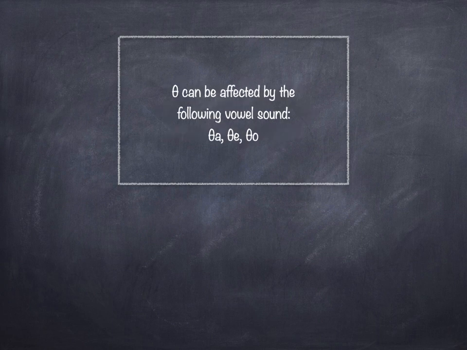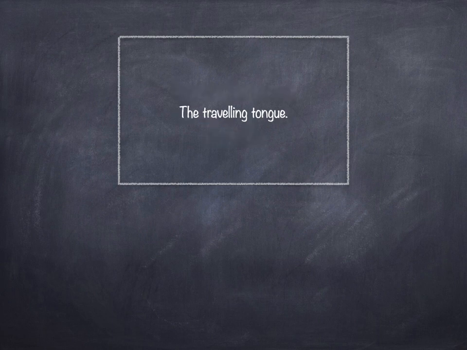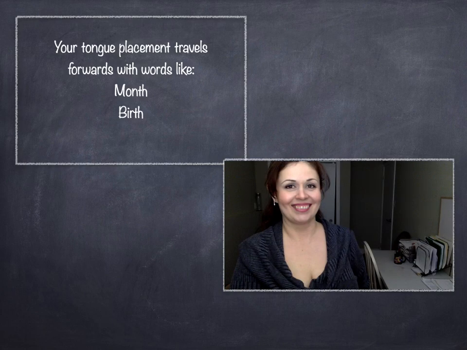Can be affected by the following vowel sound. Tha, the, tho. The traveling tongue. Your tongue placement travels forwards with words like month, birth.